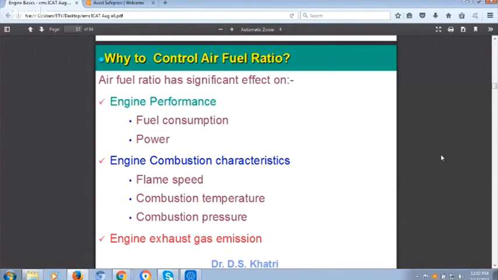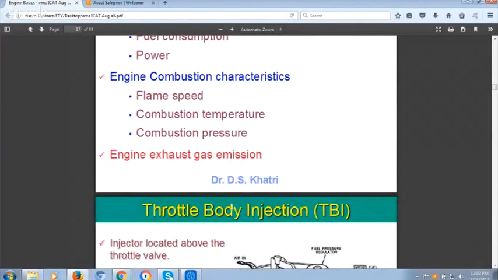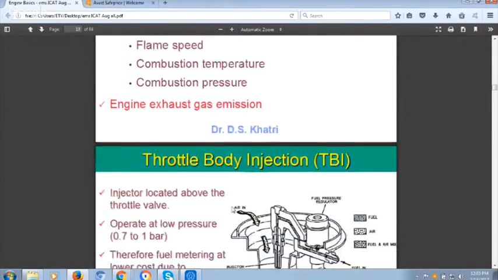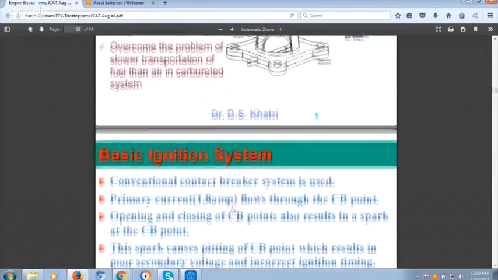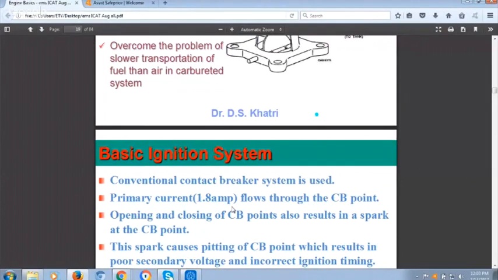So we can conclude that air-fuel ratio has a significant effect on engine performance, like fuel consumption and power. Similarly, it has an effect on combustion characteristics like flame speed, combustion temperature and combustion pressure. And it has a significant effect on exhaust gas emissions like hydrocarbon and NOx emissions, right? We have also seen that the carburetor is not able to meet all these varying requirements of different air-fuel ratio and ignition timing under different operating conditions.